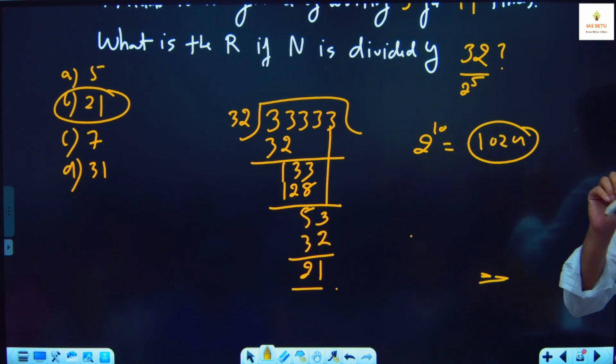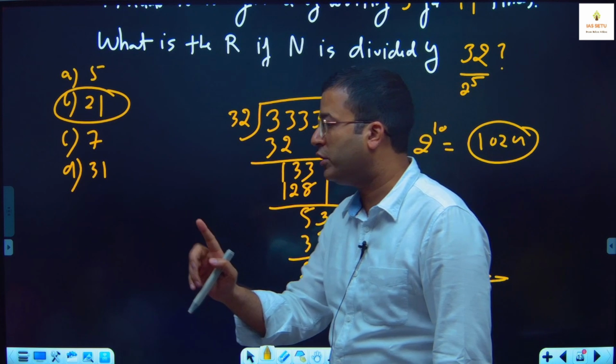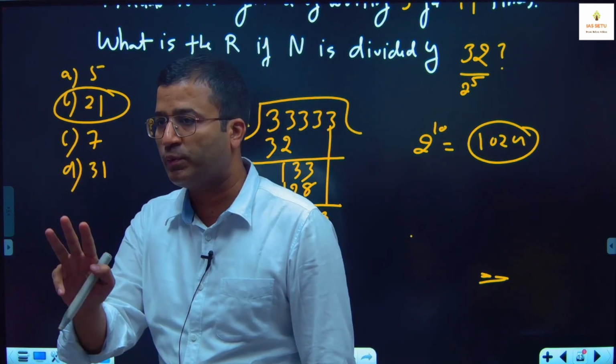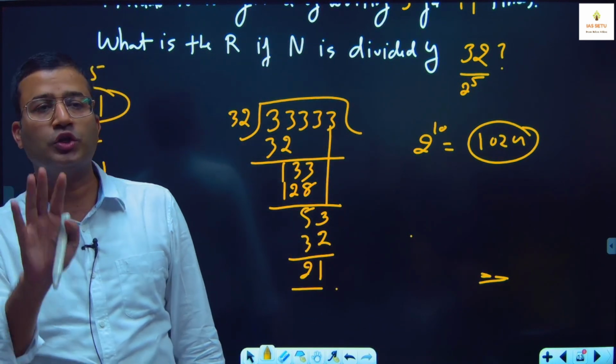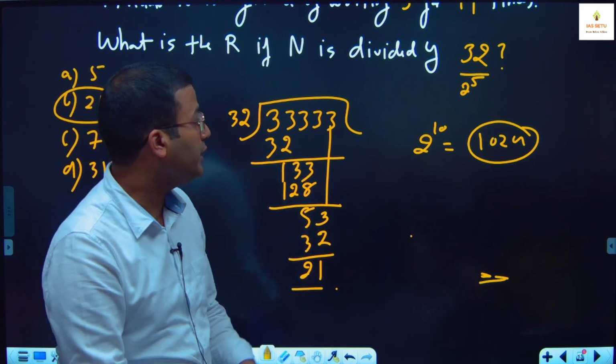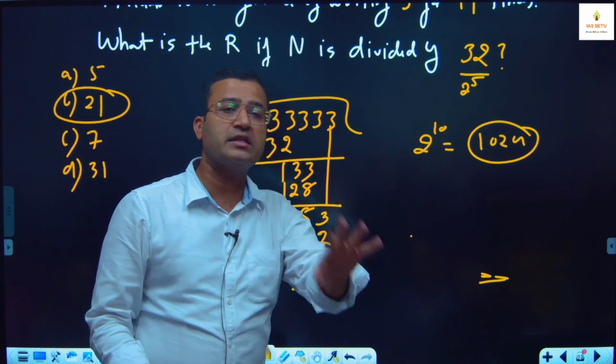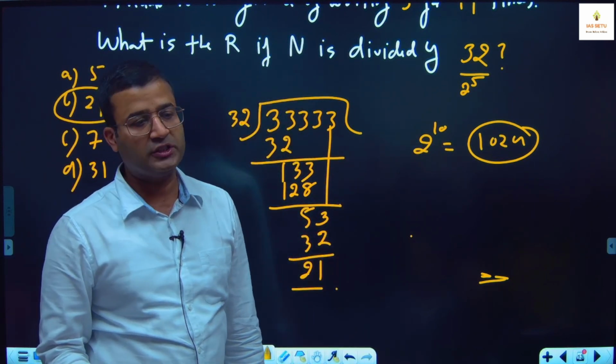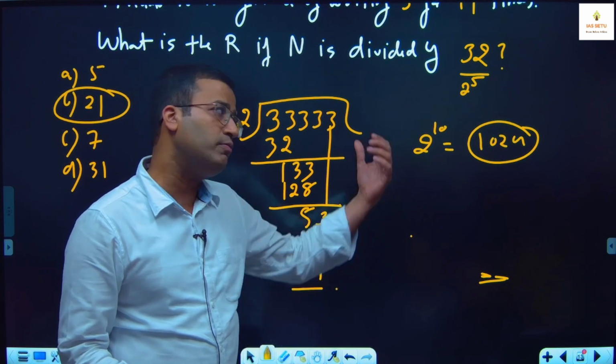2 is to power 1, 1 digit in the last. 2 is to power 2, 2 digits in the last. 2 is to power 3, 3 digits in the last. 2 is to power 5, 5 digits in the last. It is 2 is to power 10. So the last 10 digits are sufficient to check. अगर उससे छोटा है तो मैनुअली चेक करना पड़ेगा.